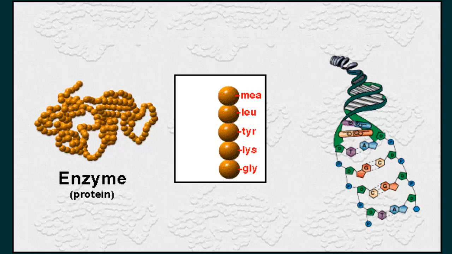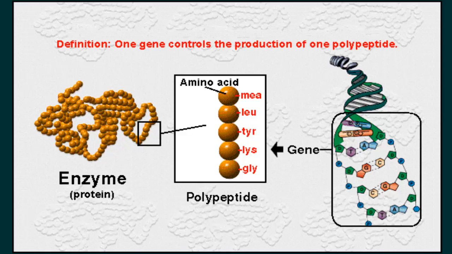Enzymes, as you may already know, are proteins. All proteins are made of polypeptides. A polypeptide is a long chain of amino acids. It has been discovered that each polypeptide in a protein is controlled by its own gene. Thus, Beadle and Tatum's one gene, one enzyme hypothesis has been changed to the one gene, one polypeptide hypothesis.